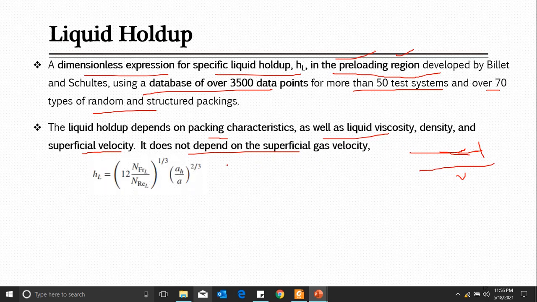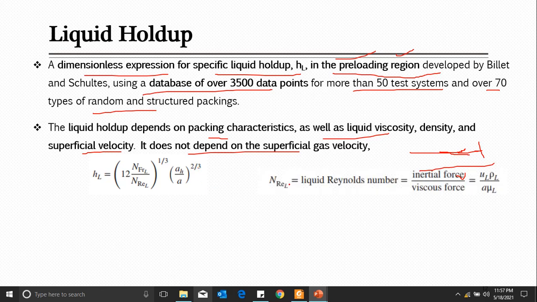So you can see here the expression, based on this experimental data. This correlation is for calculating the liquid holdup. The liquid holdup has units of cubic meter of liquid per cubic meter of packing. It is equal to 12 multiplied by the Froude number and Reynolds number to the power 1/3, and there is a ratio between two areas, AH, the specific hydraulic area, and A, the specific packing area, raised to this power.